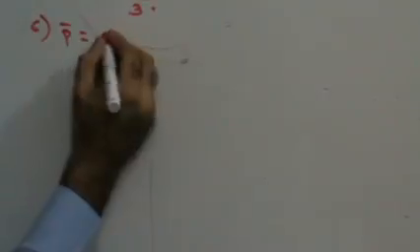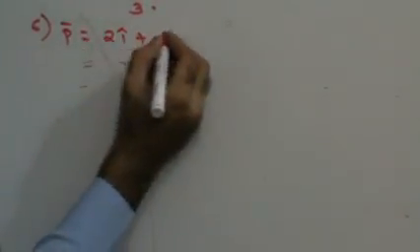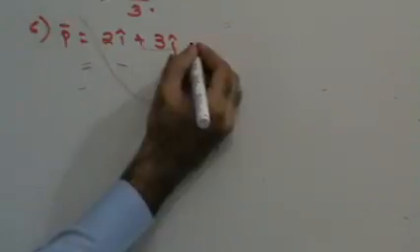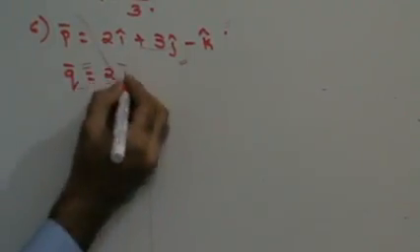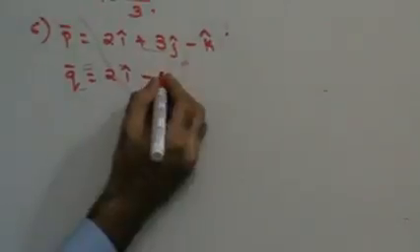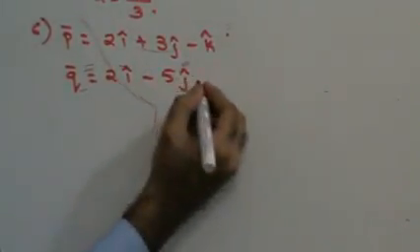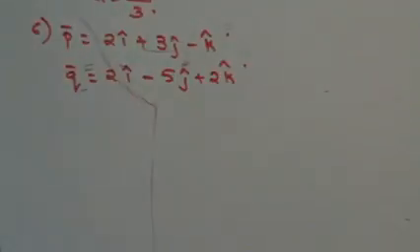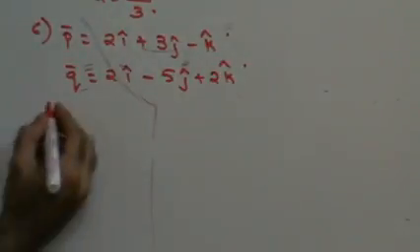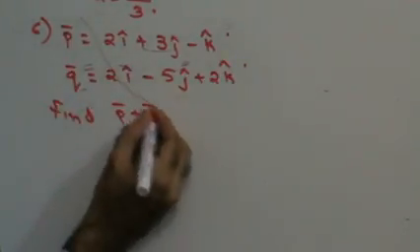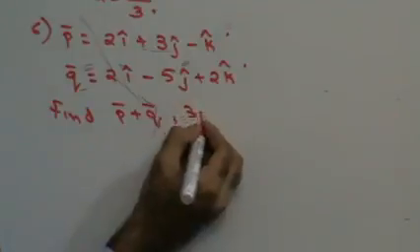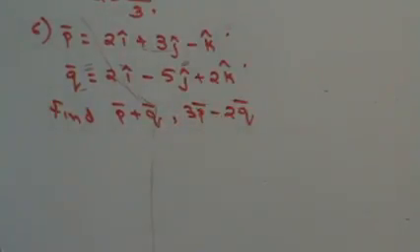P vector is 2i vector plus 3j vector minus k vector, and Q vector is 2i vector minus 5j vector plus 2k vector. Find P vector plus Q vector and 3P vector minus 2Q vector.